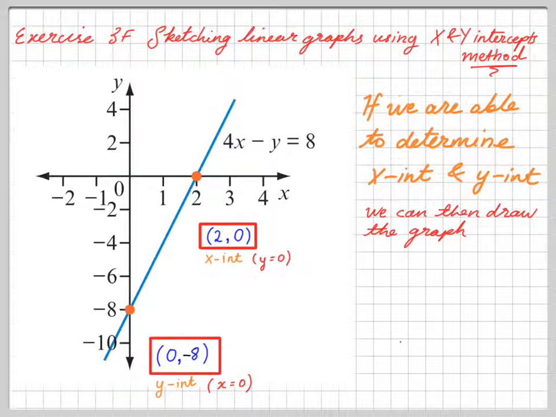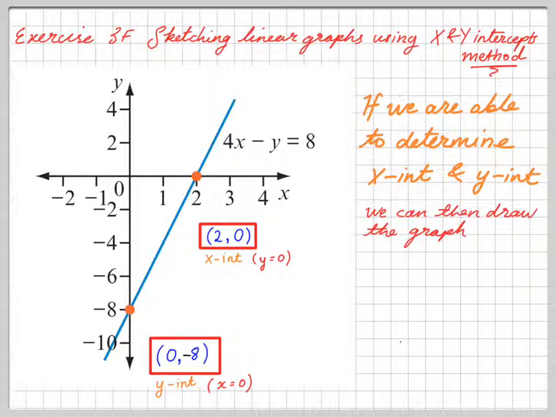How's it going, guys? I just wanted to go through exercise 3F, sketching linear graphs using the second method that we learned in class, which is the x and y intercept method. And now I've actually shown you a linear graph here, and before we can actually attempt the example, I'd like for you to understand the dimensions of the x and y intercept.